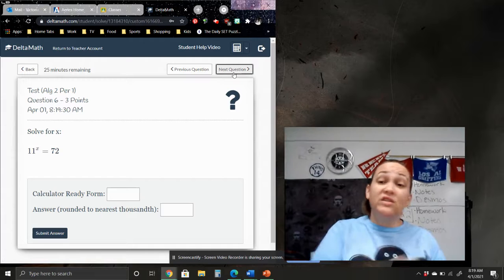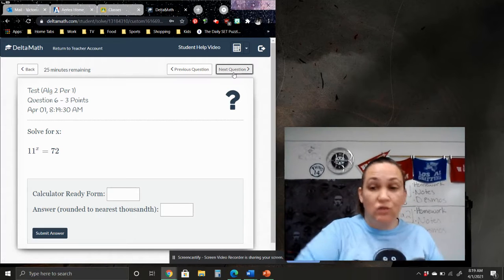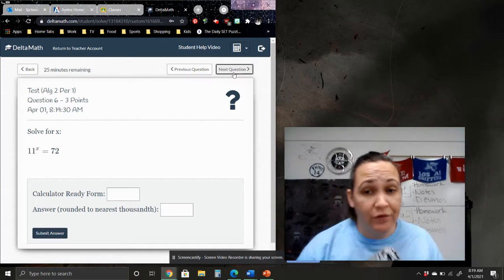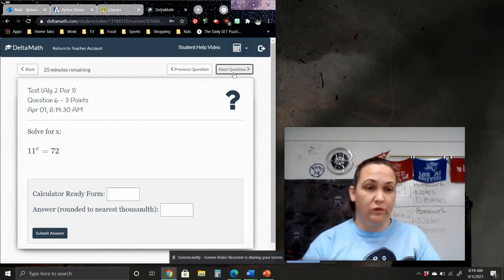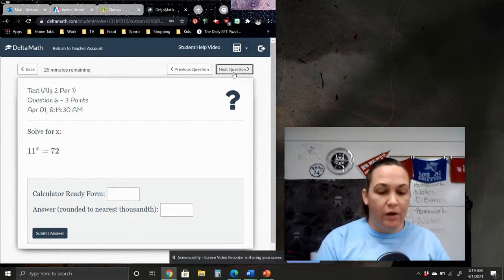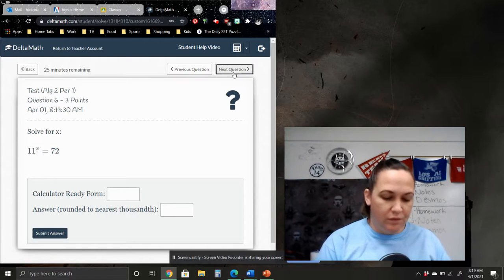Okay, now this is one that has 2 answer lines. So this is one where we need to get our calculator ready one, which is the fraction with the word log written in it twice. And then we also need a decimal answer. Now for your decimal answers, we want to round to 3 numbers after the decimal point. That does not include any numbers that might be in front of the decimal point.